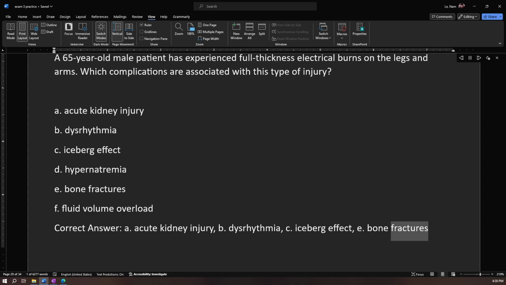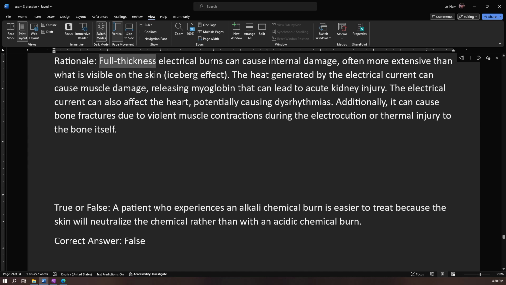Rationale. Full-thickness electrical burns can cause internal damage, often more extensive than what is visible on the skin. Iceberg effect. The heat generated by the electrical current can cause muscle damage, releasing myoglobin that can lead to acute kidney injury. The electrical current can also affect the heart, potentially causing dysrhythmias. Additionally, it can cause bone fractures due to violent muscle contractions during the electrocution or thermal injury to the bone itself.